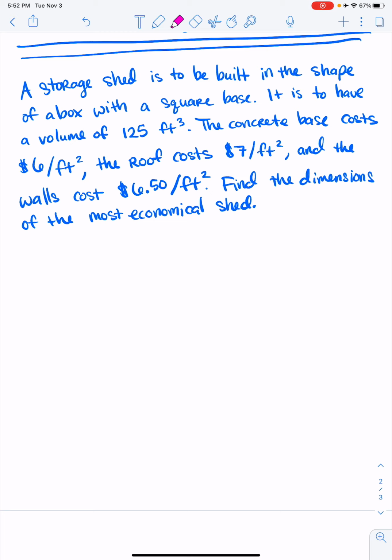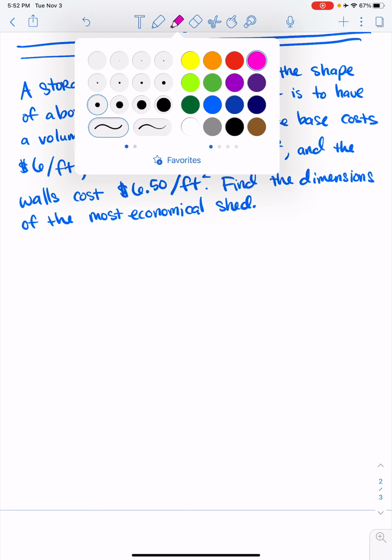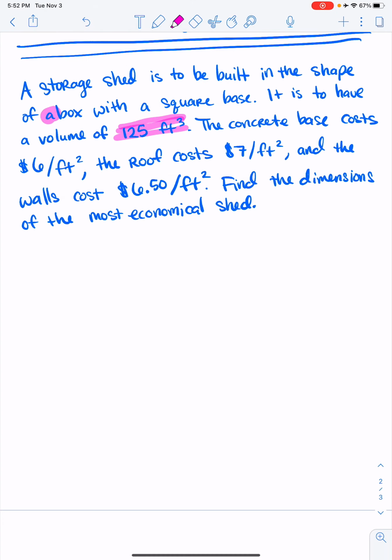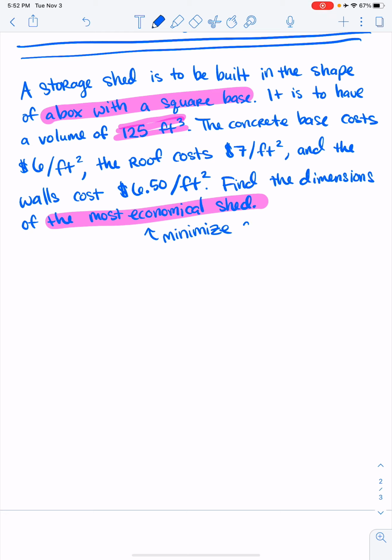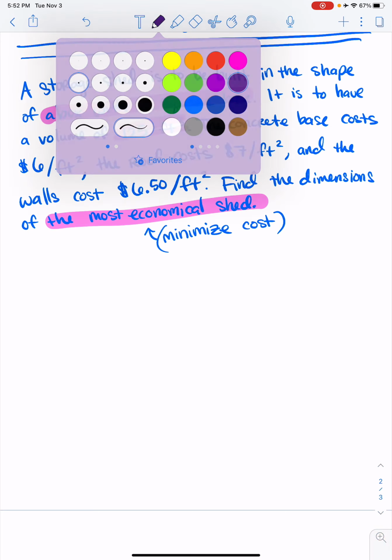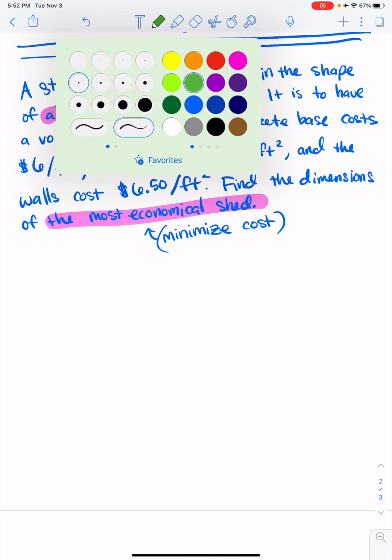So let's take this apart. The number that we're given, our constraint, is 125 cubic feet. And we have a box with a square base, right? And then the other thing we're trying to do is we're trying to get the most economical shed. So that means minimize cost. That's what we're trying to do.